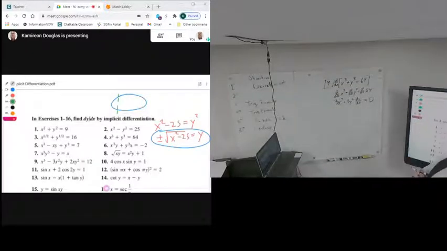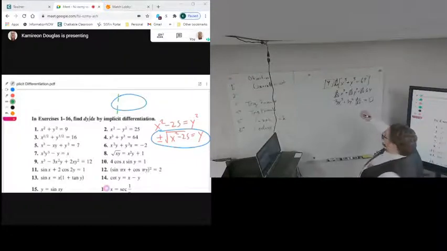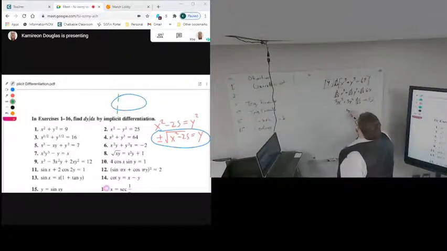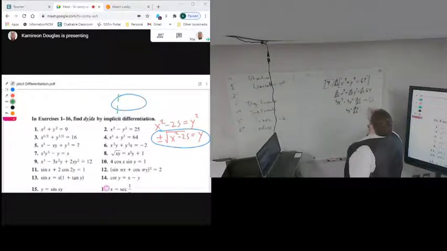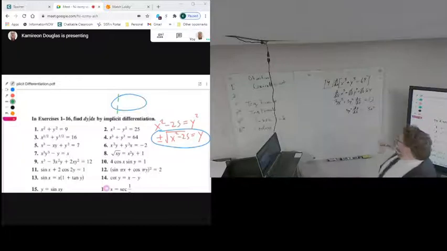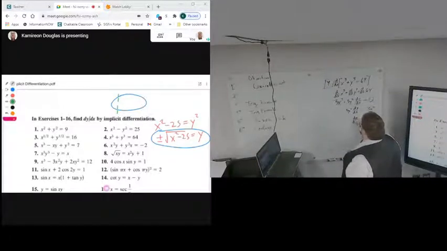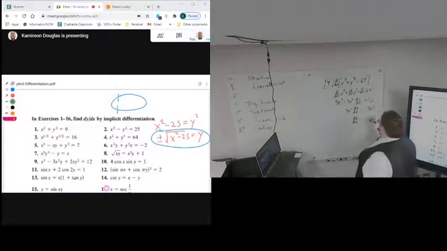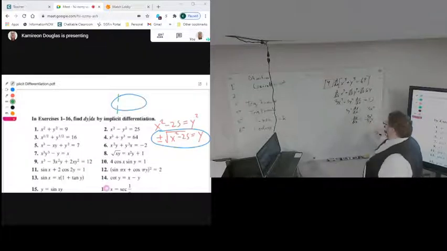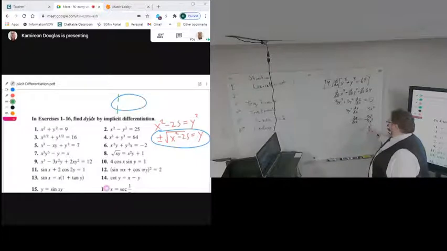Again, my goal is to get dy dx by itself, so I'm going to subtract 3x squared over, giving me 3y squared dy dx equals negative 3x squared. I divide by 3y squared on both sides. I end up with dy over dx equals negative 3x squared over 3y squared. So the 3's cancel, leaving me with negative x squared over y squared as my dy dx.